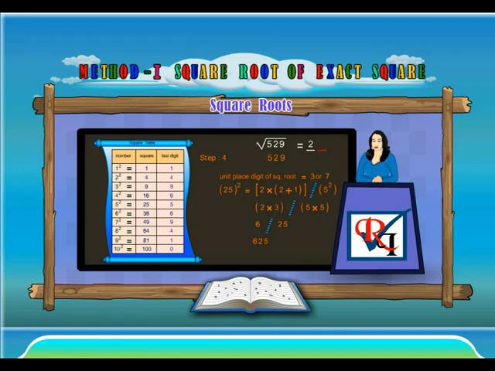It comes out to 625. Now compare with our example 529, and we get that 529 is less than 625. So we take 3 as the unit place digit here. Finally, we get our answer 23 as the square root of 529. By using this same method, you can extract the square root of any exact square number.